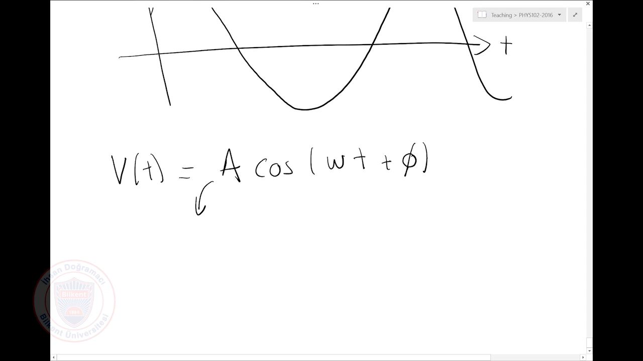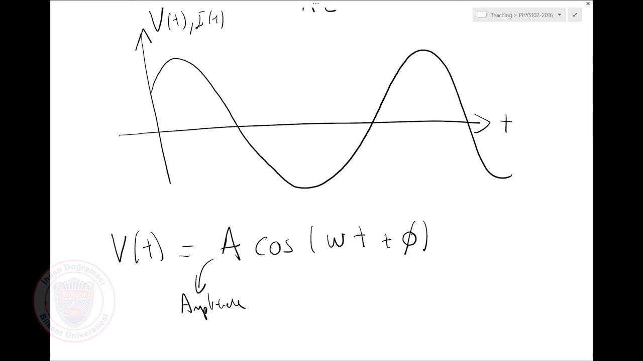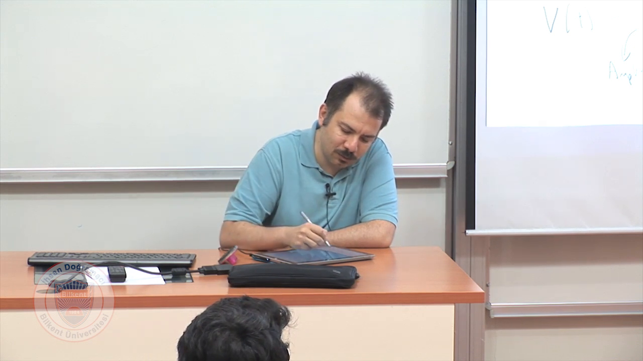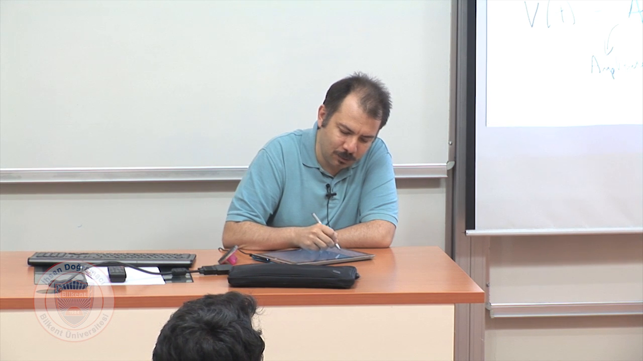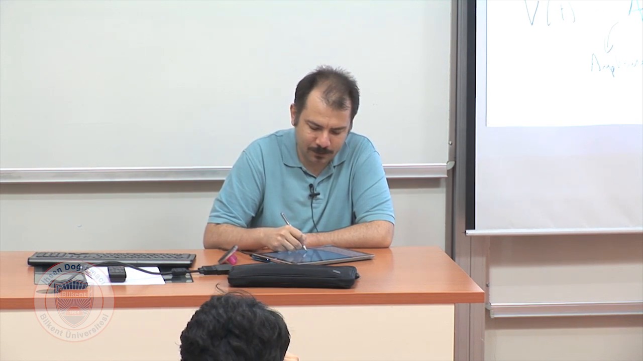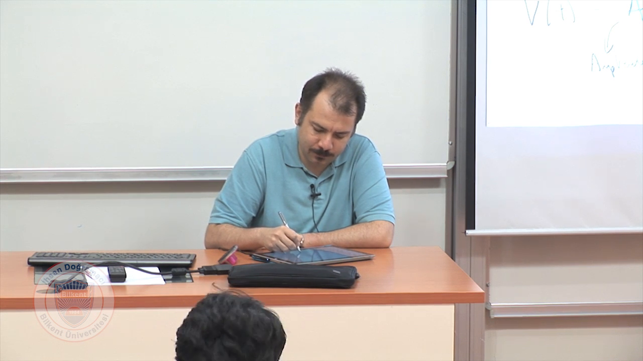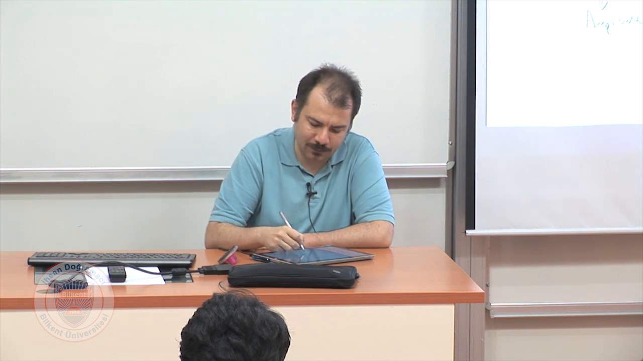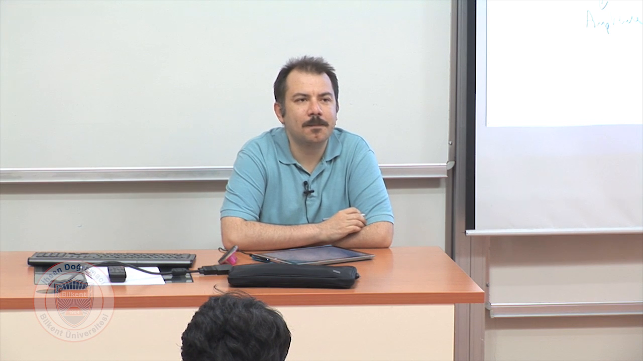What was A called? It's called the amplitude. It determines the maximum and also correspondingly the minimum value of your potential. Omega is called the angular frequency, and the period at which my voltage repeats itself is 2 pi over omega, and phi is the phase. Great.